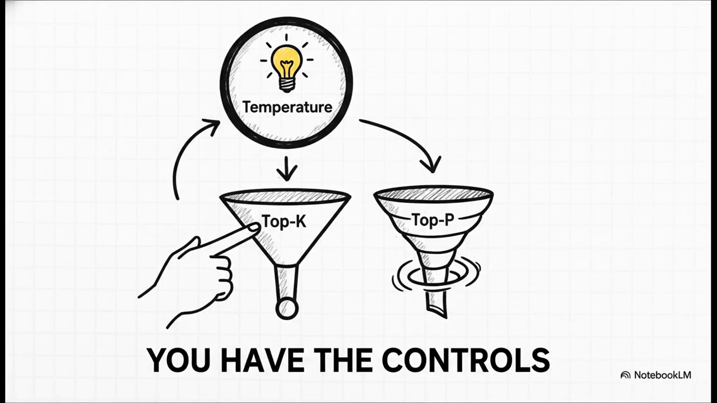So, what's the key takeaway from all this? Simple. Temperature is your creativity dial. Top K and Top P are your filters. One is fixed, one is adaptive. And most importantly, these aren't just for developers. You now have the controls to shape the AI's output.